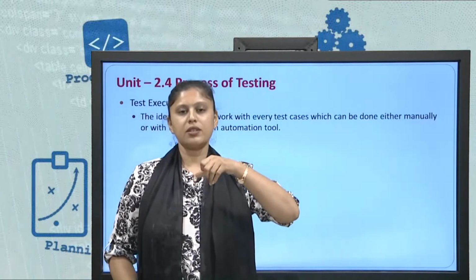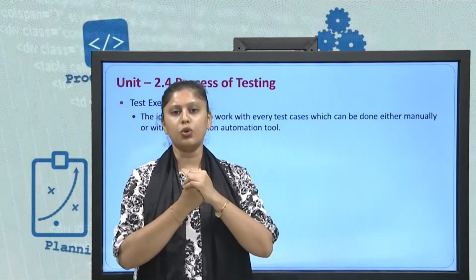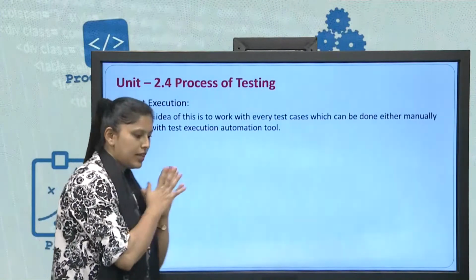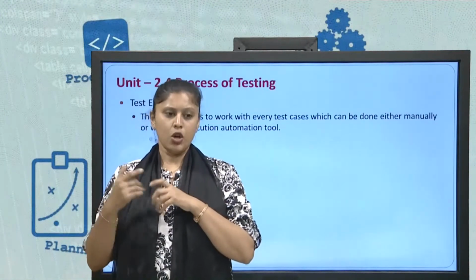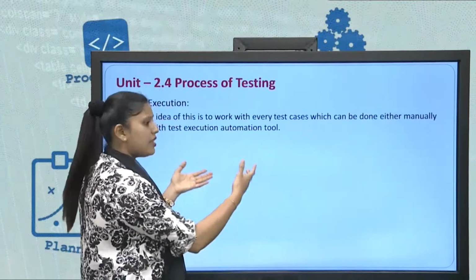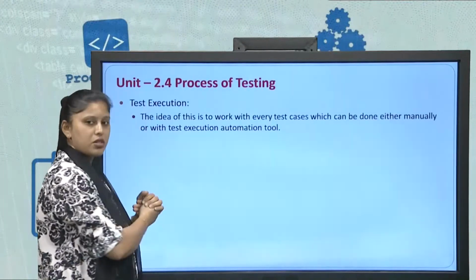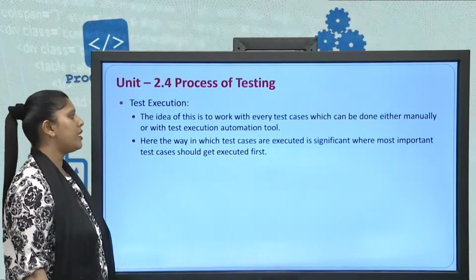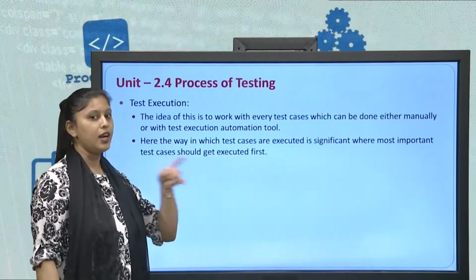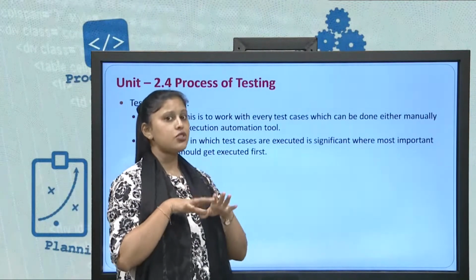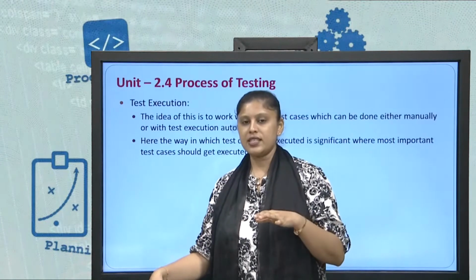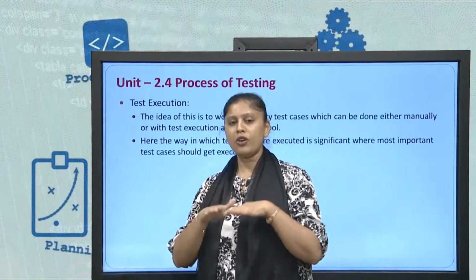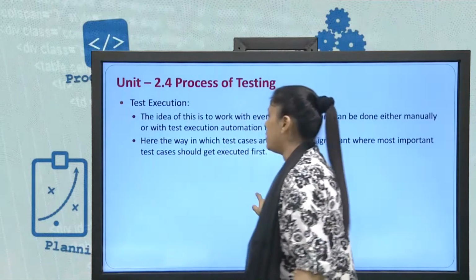There are various automation testing tools, and they simply feed into that tool, and that is how the analysis is done. On the basis of the test specifications that you have built up, those test cases are either checked manually or given to the automation tool. It says here the way in which test cases are executed is significant, where the most important test cases should get executed first. Here the prioritization of the test cases is done: if a particular test case has a very high priority compared to the other test cases, then testing is performed according to that prioritization.